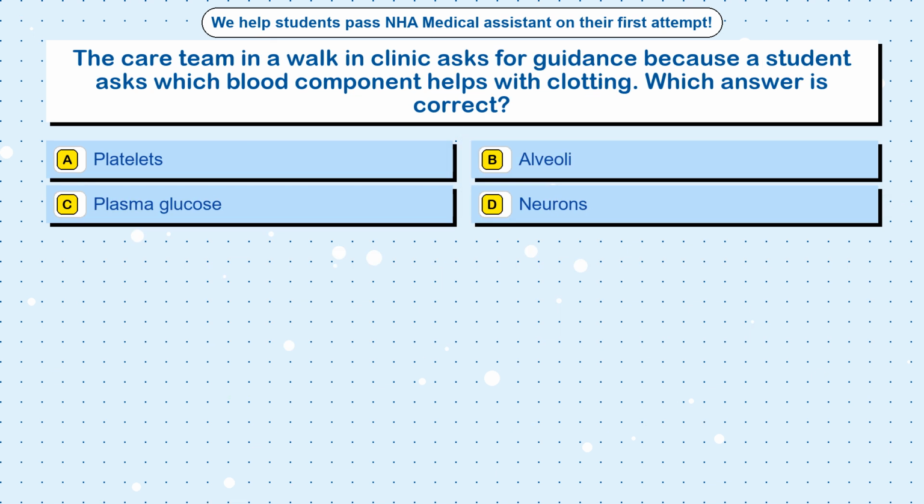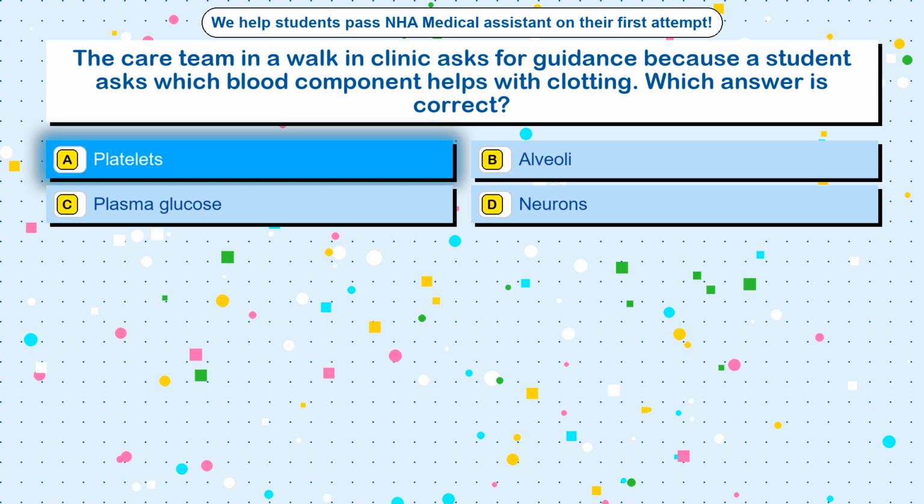Question 53. The care team in a walk-in clinic asks for guidance because a student asks which blood component helps with clotting. Which answer is correct? Option A, platelets. Option B, alveoli. Option C, plasma glucose. Option D, neurons. The correct answer is option A, platelets.